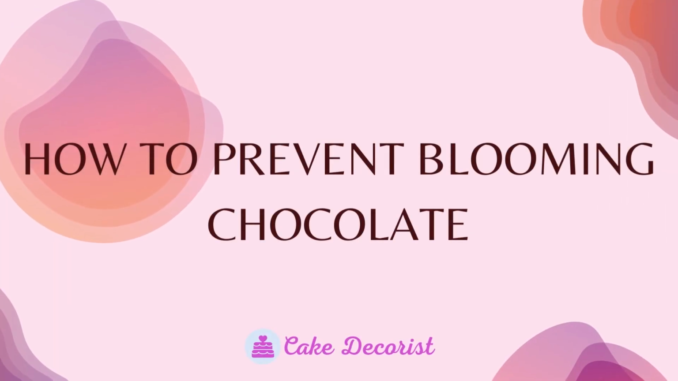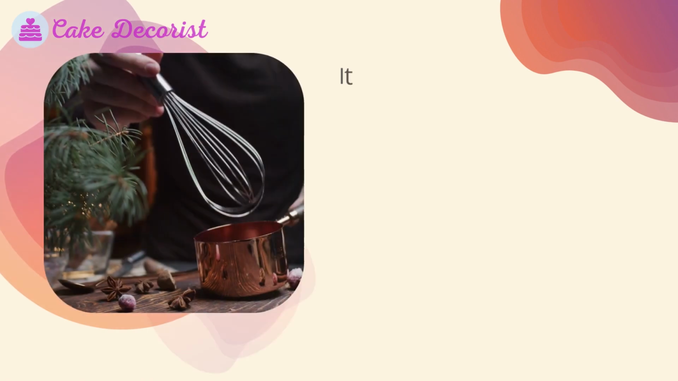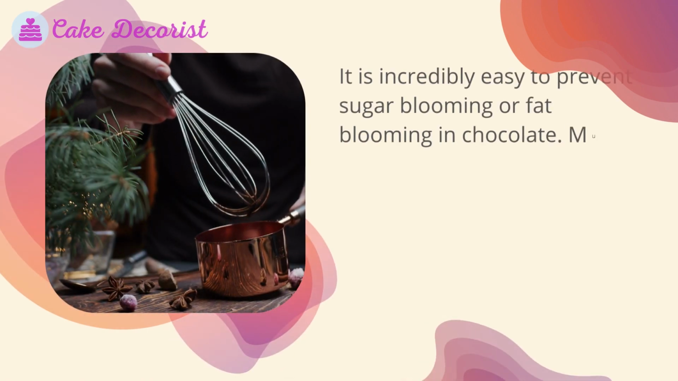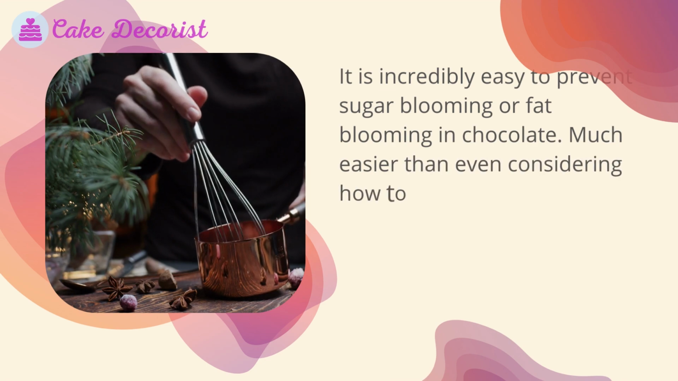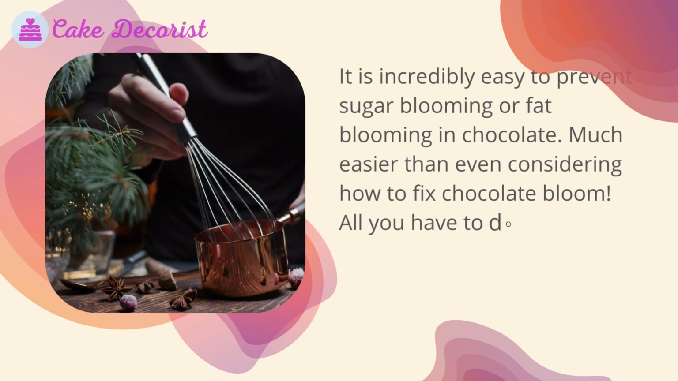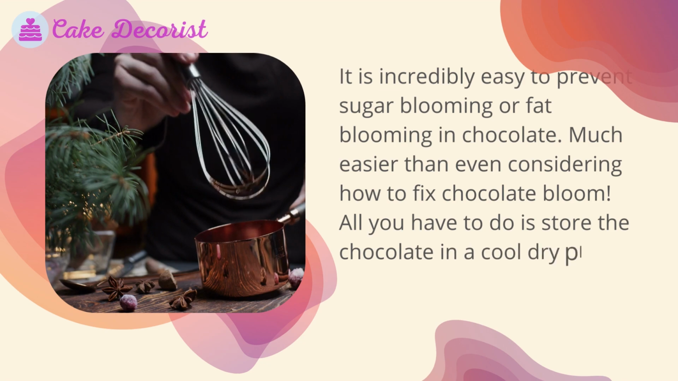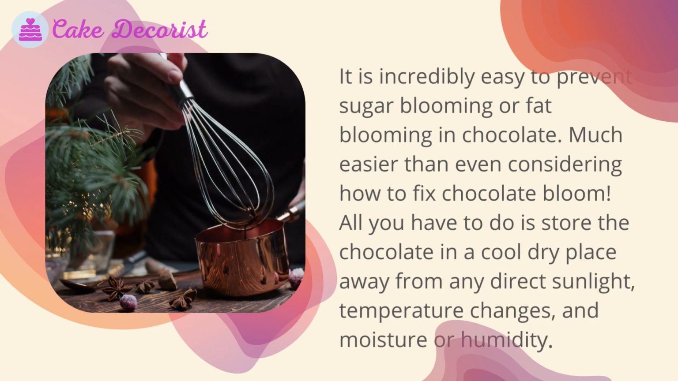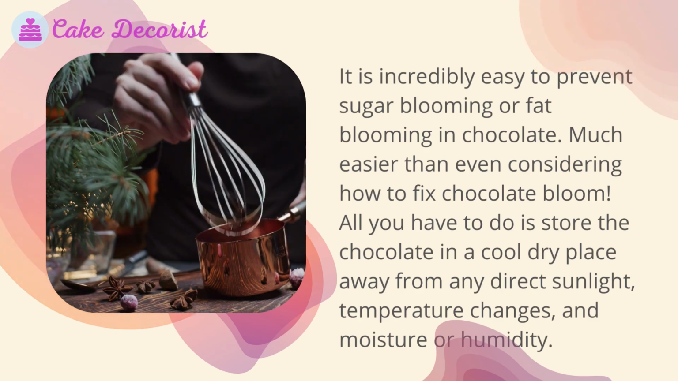How to prevent blooming chocolate? It is incredibly easy to prevent sugar blooming or fat blooming in chocolate. Much easier than even considering how to fix chocolate bloom. All you have to do is store the chocolate in a cool, dry place away from any direct sunlight, temperature changes, and moisture or humidity.